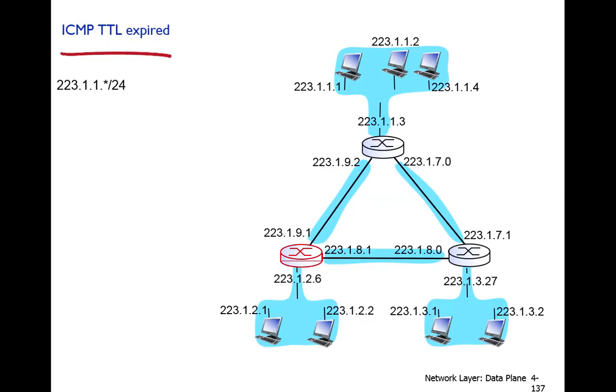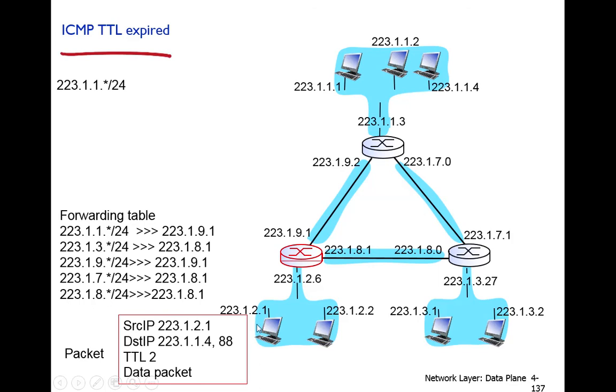Similarly, we have another type of message which is called ICMP TTL. We are going to discuss the ICMP TTL expired message. What does it mean? Suppose again that this is the destination, this is the sending machine, it generates a message with the source IP address 223.1.2.1 and the destination IP address is 223.1.4. So this message is from this machine to this machine. The destination port number is 88 and the TTL is 2. TTL means time to live. This is the integer value.